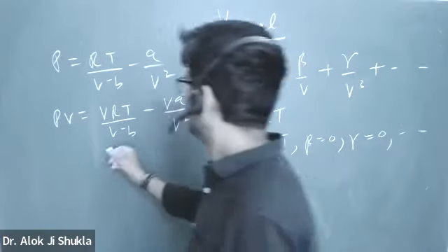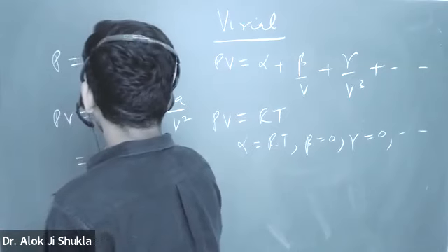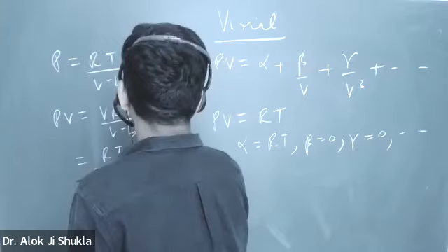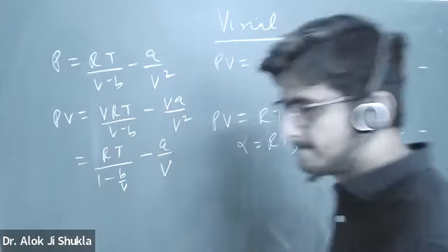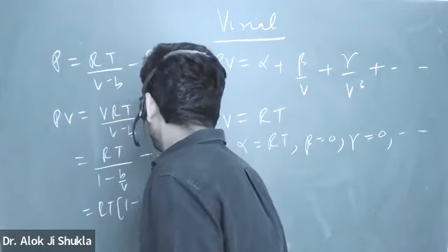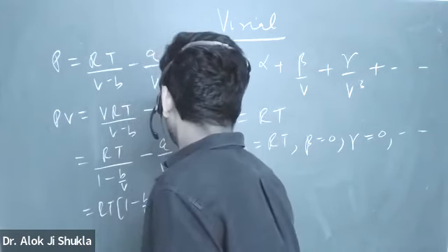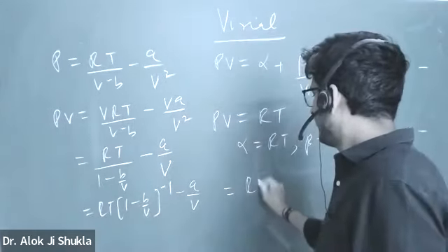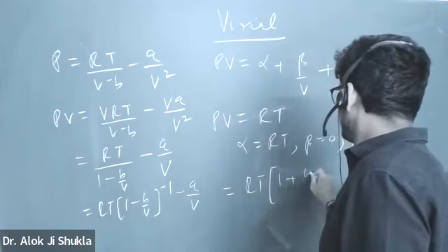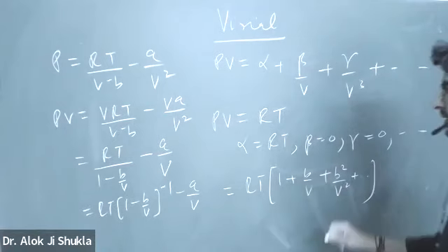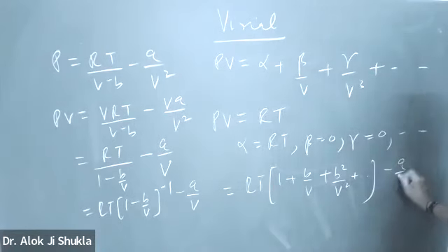So it will become RT by 1 minus B by V minus A by V. Because b is much smaller, it will become 1 minus b by v to the power -1 minus a by v. Now you understand. It will become RT times 1 plus b by v plus b square by v square plus dash dash, and minus a by v. Now compare. What is the value of alpha?